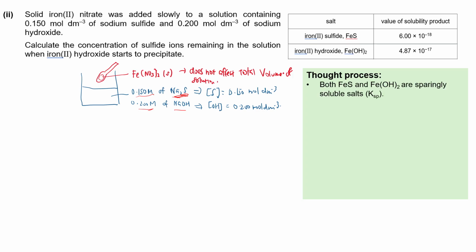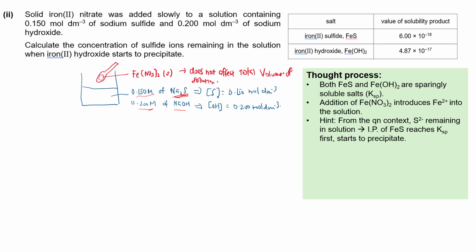The thought process should be that both iron 2 sulfide as well as iron 2 hydroxide are sparingly soluble salts. What does it mean? That means a precipitate can be formed once you have iron 2 with sulfide together, and at the same time iron 2 with hydroxide together. The addition of this solid introduces Fe2+ into the solution because it gets dissolved. The question asks you to calculate the concentration of sulfide ions remaining in the solution when iron 2 hydroxide starts to precipitate.